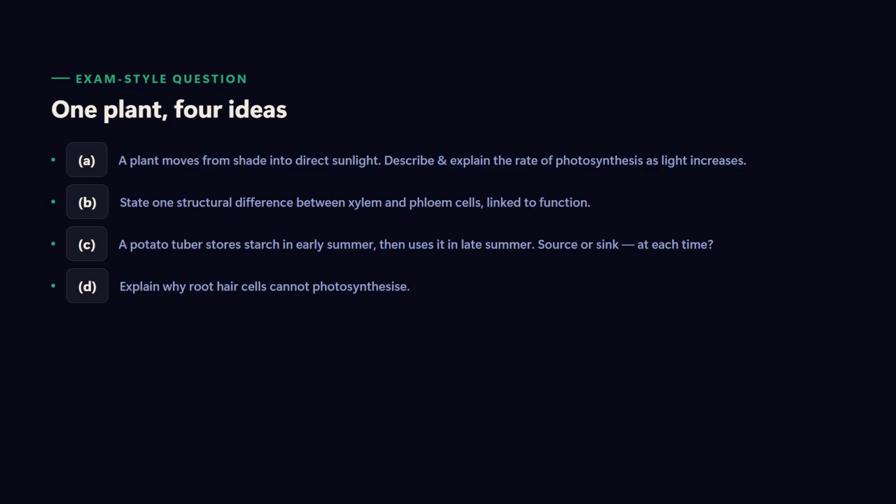Part C. A potato plant's tuber stores starch in early summer, then uses that same starch to grow a new shoot in late summer. State whether the tuber is acting as a source or a sink at each of those two times, and explain your answer. Part D. Explain why root hair cells cannot photosynthesize, referring to both their location and what they lack.